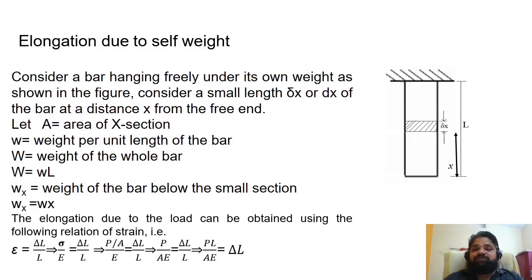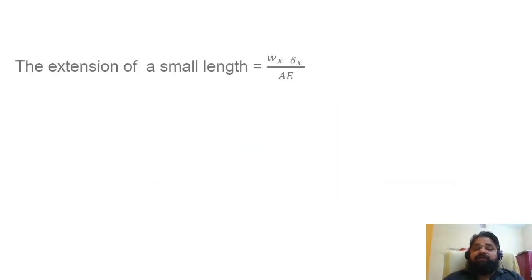Now, similarly, for this small section, what will happen? The small section can be represented. You can see the extension of the small length, the intensity of the load is wx, either it is dx or delta x. If I write wx into delta x divided by AE, for the small strip area, the weight is wx into delta x divided by AE.